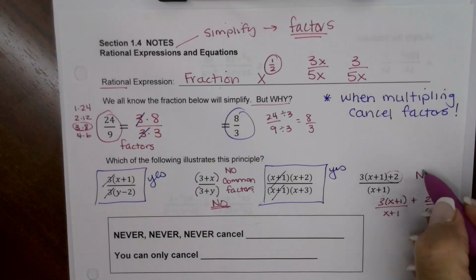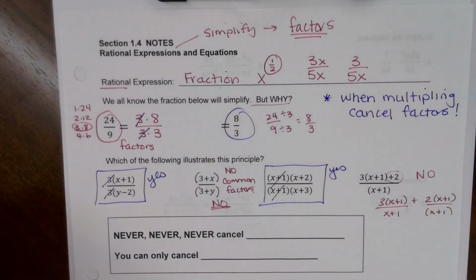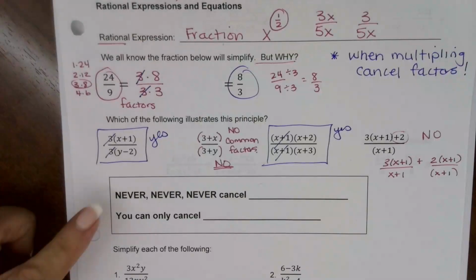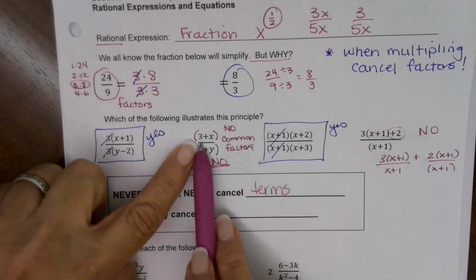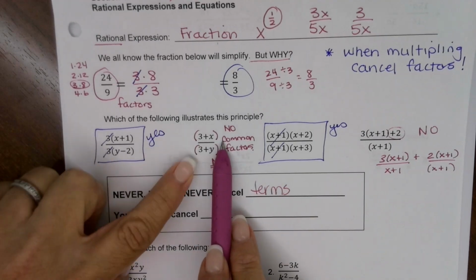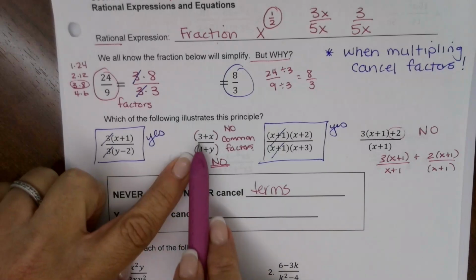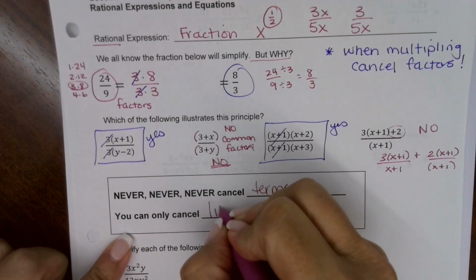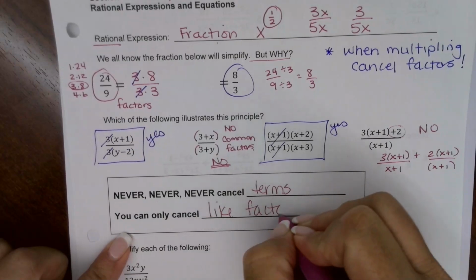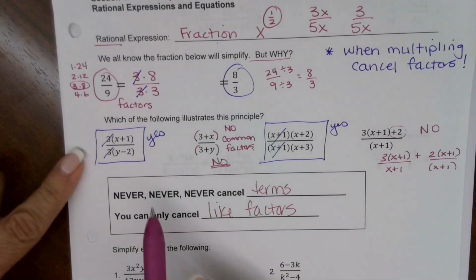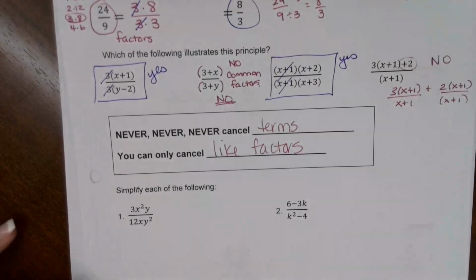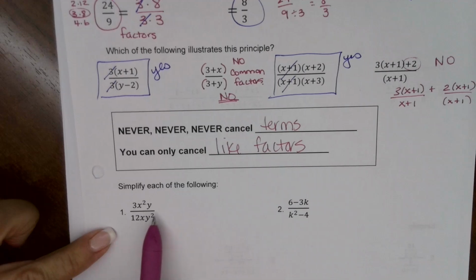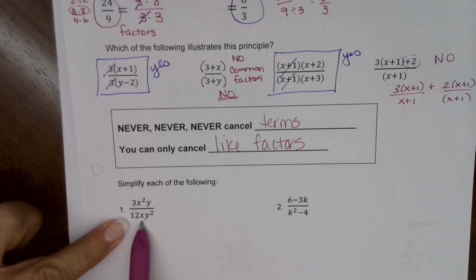Okay, so here's another one where this principle doesn't work. So what does this say? This says never, never, never cancel terms. These are just terms, 3 and x, 3 and y, those are terms, so I can't cancel. You can only cancel like factors. Okay, so go back and look at this example right here because it's going to really help you as these get a little bit more tricky. Okay, so let's look at this next one down here. This is not in factor form, but everything is multiplied.